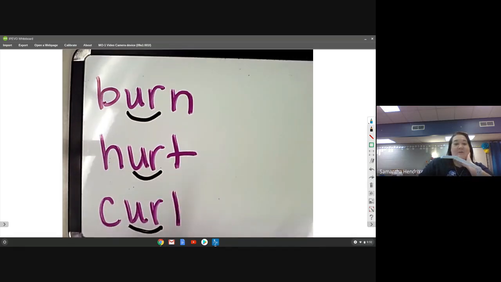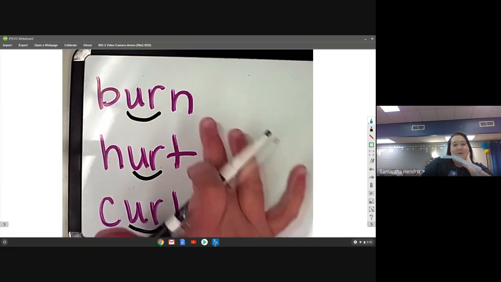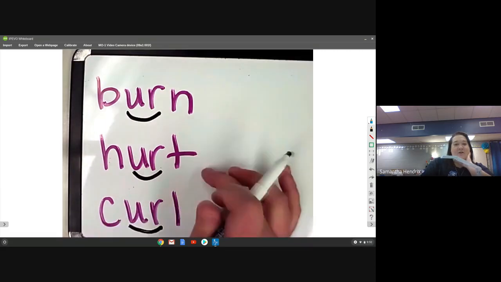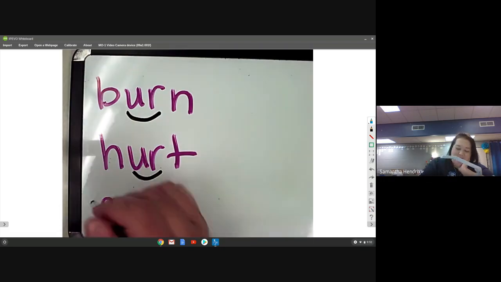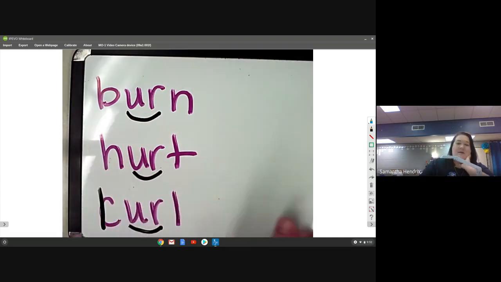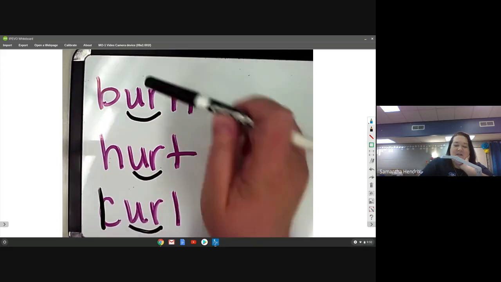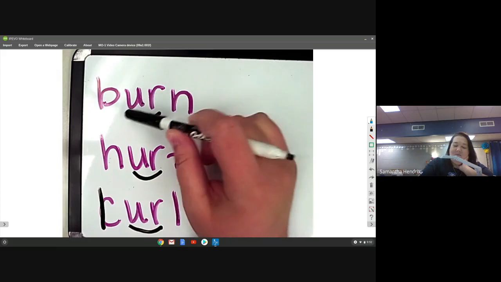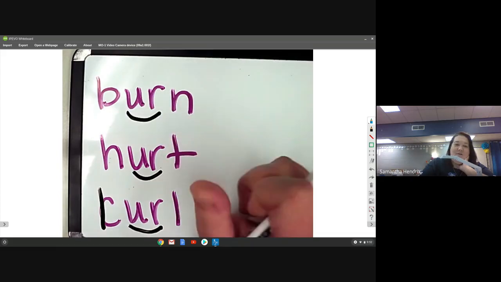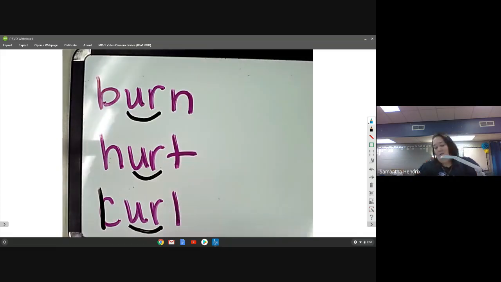Any other codes on this we need? Burn, hurt, curl. We need a K back on that C. Okay. We don't need anything else because even though this is a vowel followed by a consonant, it's going to follow the combination rule here.